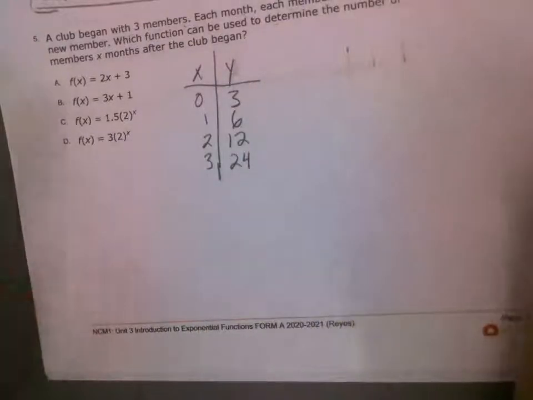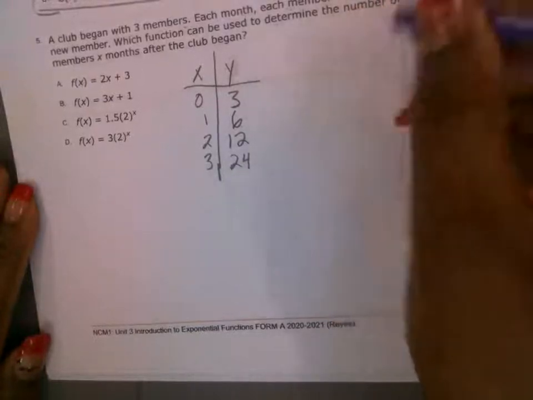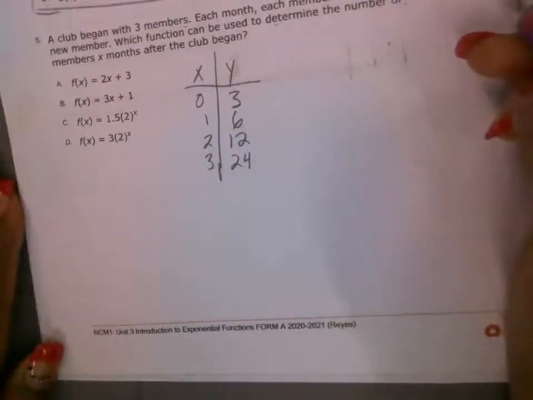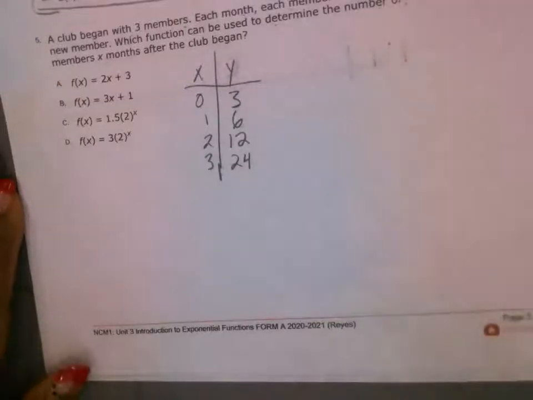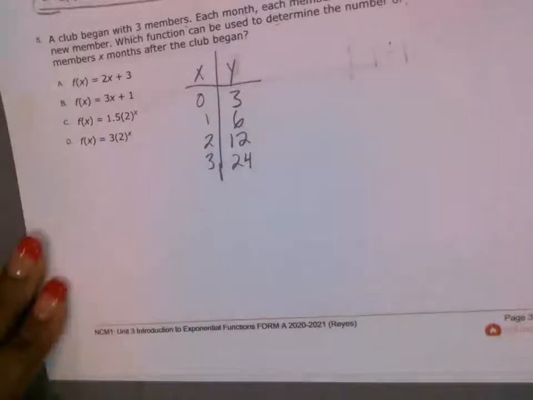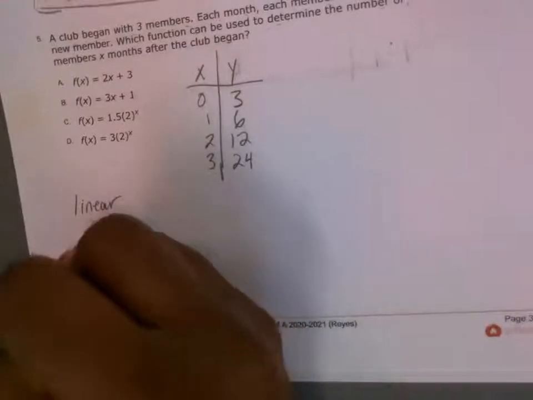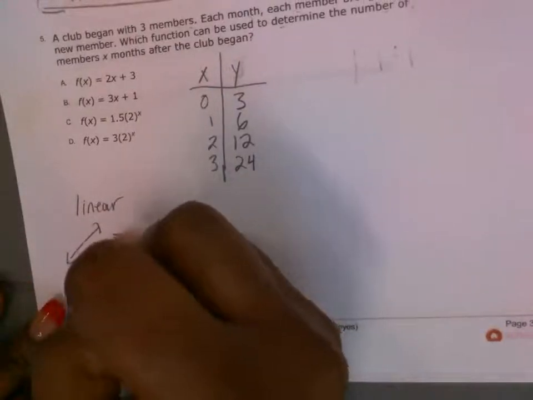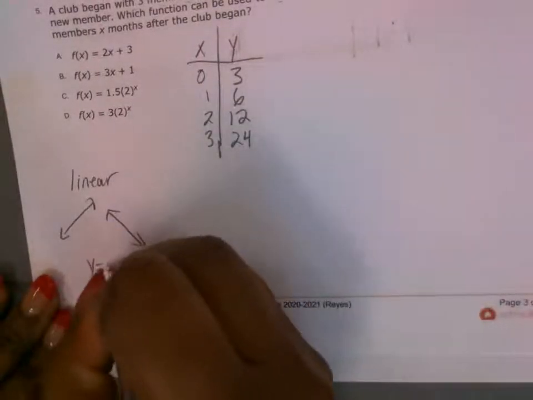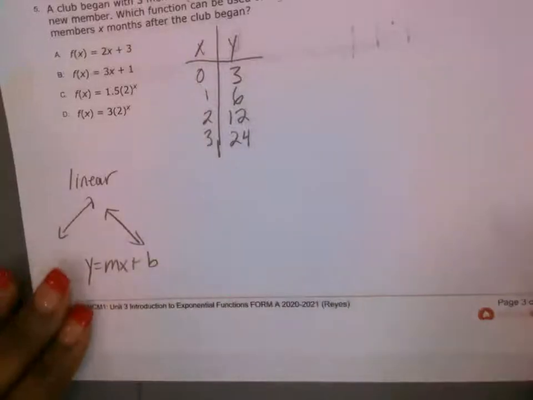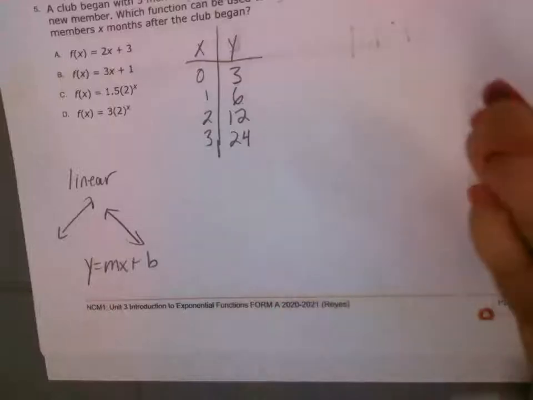So is it linear or exponential? Linear is when it forms a straight line, when the equation graphs a straight line and it goes up by a constant rate of change. You use y equals mx plus b. That's linear. Okay? And it grows by adding or subtracting to get to the next number.